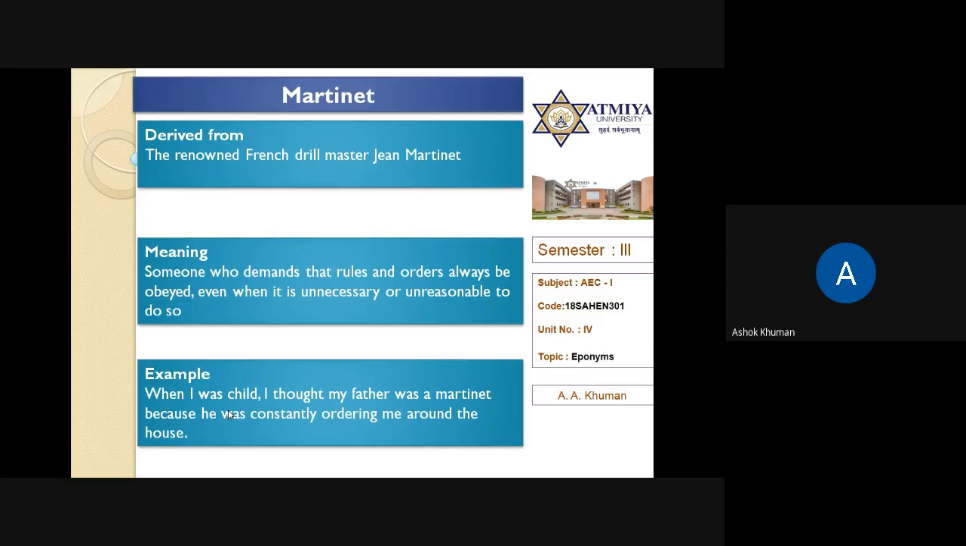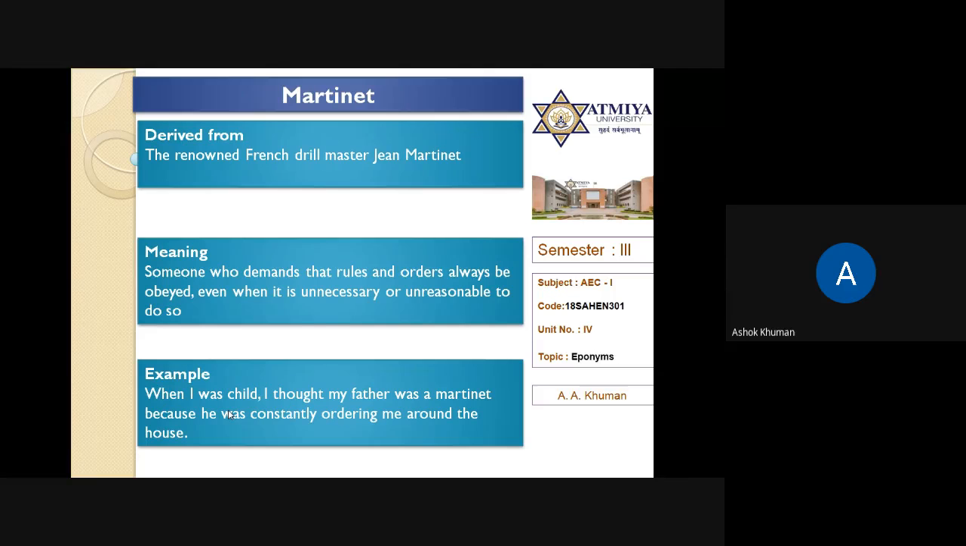Martinet means a person who strongly believes that rules should be followed anyhow. No liberty. Sometimes even if it is not necessary to follow the rules, at that time also he believes that they should be followed. No liberty, full restrictions, complete 100% restriction that people abide by the rules. No escape. So that is Martinet.